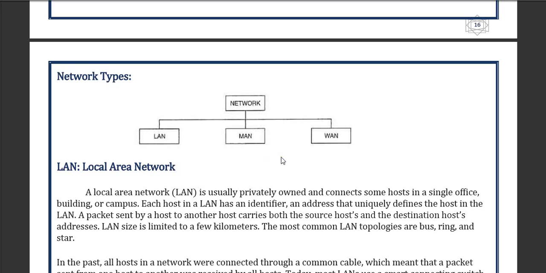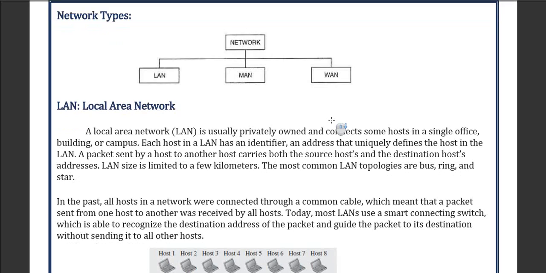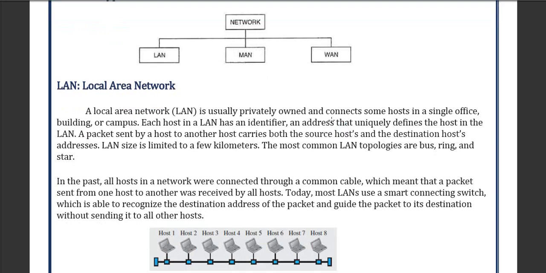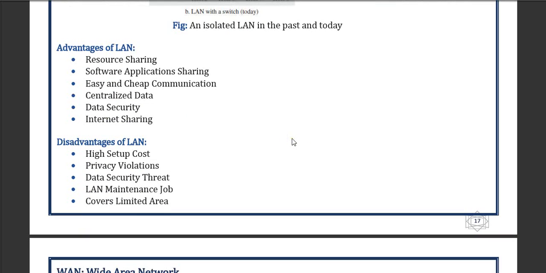Now we will start the network types. There are basically 3 network types, which are LAN, MAN and WAN. LAN stands for local area network, MAN is for metropolitan area network and WAN is for wide area network. A local area network, or LAN, is built for a single flat or office, which is under 1 kilometer. The metropolitan area network is designed for a metropolitan area like a city, which is under 100 km.